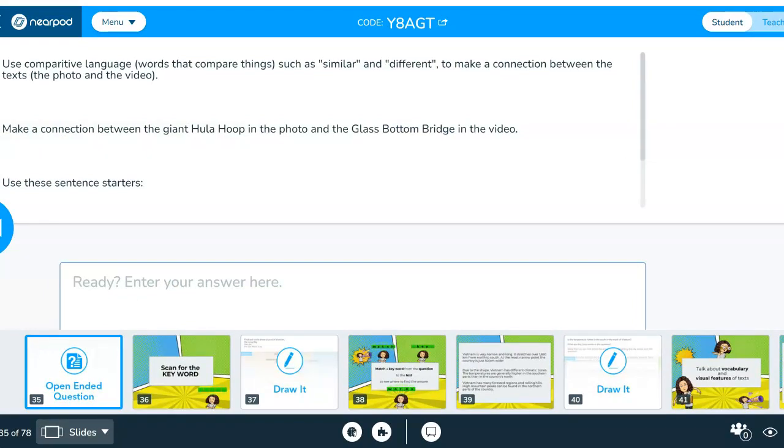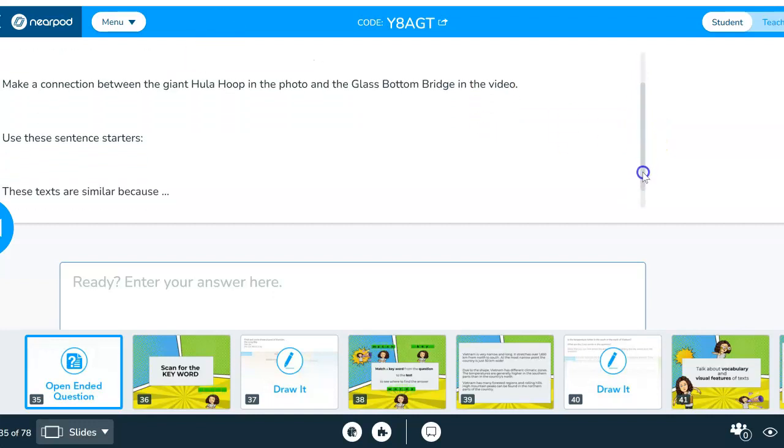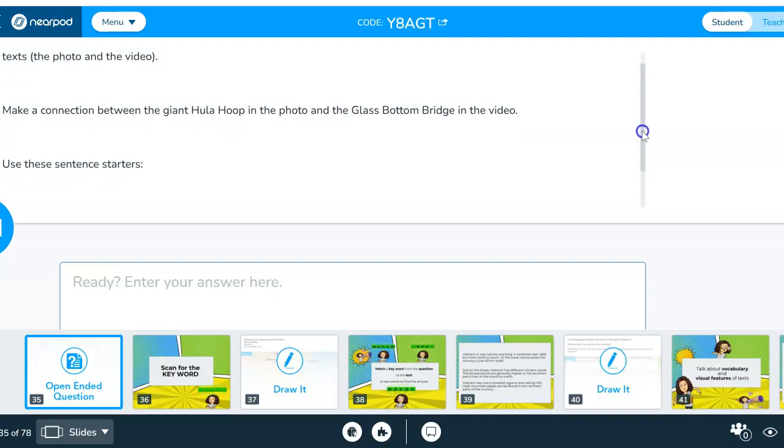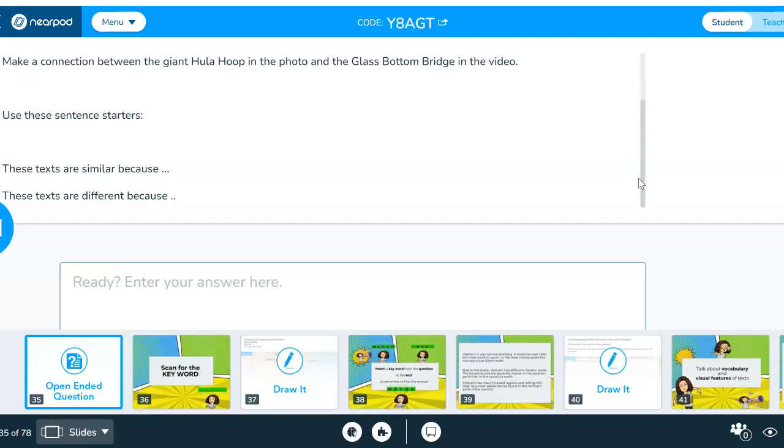So then this would be where I'd get a bit of a writing sample from them as well as their understanding. They can use these sentence starters, but what I'm looking for here is for them to say the image and the video are both similar because they're both about Guinness World Records. These texts, so understanding again to do this, they have to have the understanding that an image is a text and that a video is a text, and these texts are different because, and that's where we can have those ideas.